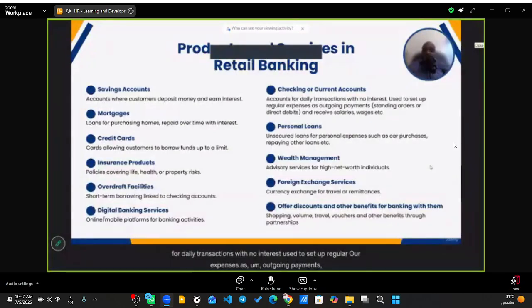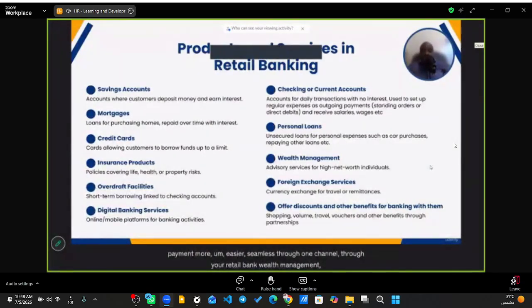Accounts for daily transactions with no interest, used to set up regular expenses as outgoing payments, for instance standing orders or direct debits, and used to receive things like salaries and wages. Personal loans, unsecured loans for personal expenses such as car purchases and repaying other loans. Sometimes they give you a loan to repay other loans and bundle them together into one and make the payment easier, seamless through one channel, through your retail bank.